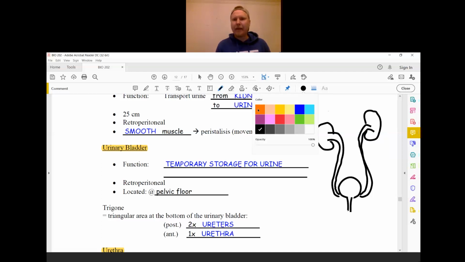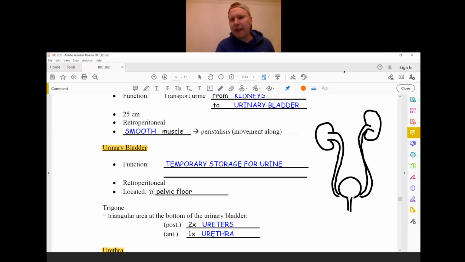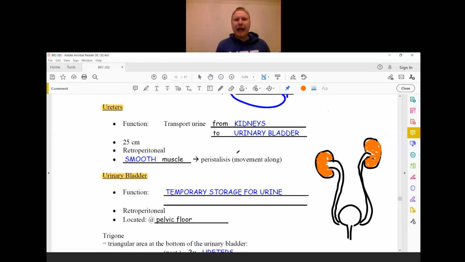So let's go through those nicely and quickly. And we have talked about the kidneys before. So I'm just going to color them there for us to be able to follow the passage of the urine through the system.